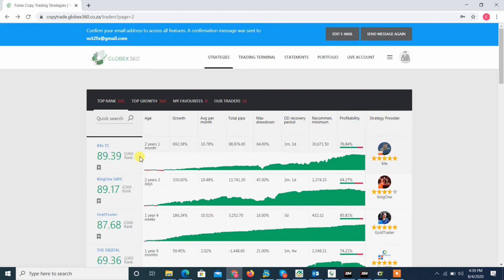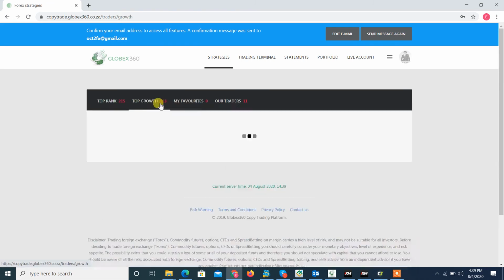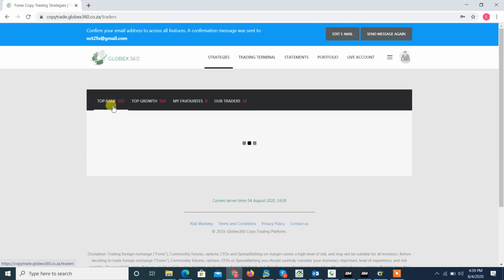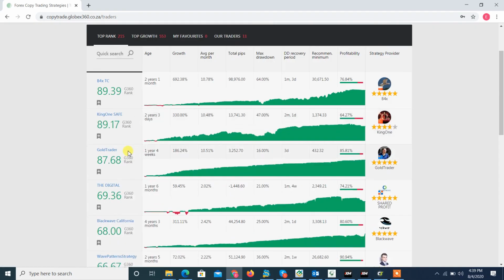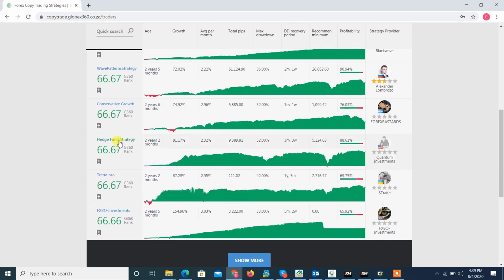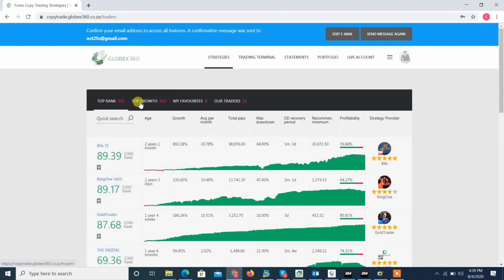You can choose as many traders as you want, because I'll show you what happens next with the allocations. So those are the top rank guys, which I would primarily focus on in setting up accounts, right? Or I would give most of my funds to. So for example, if I have 10,000 rands, I'd give these traders the bulk of the money.